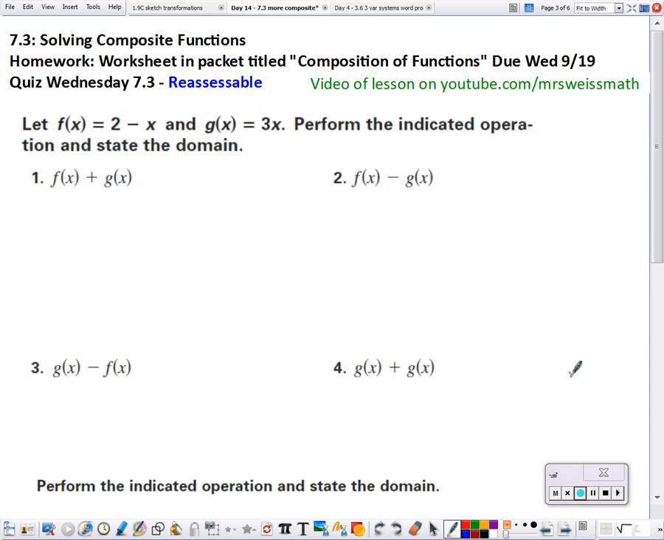We're going to practice more composite functions today. So again, we're going to pause the video here for you to try these 4 problems. Then we'll resume so you can check your answers.